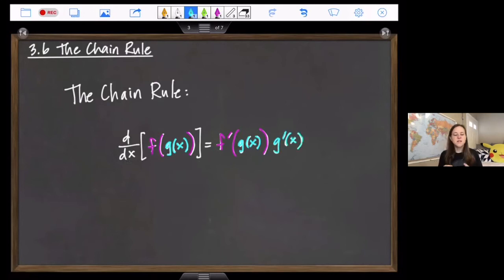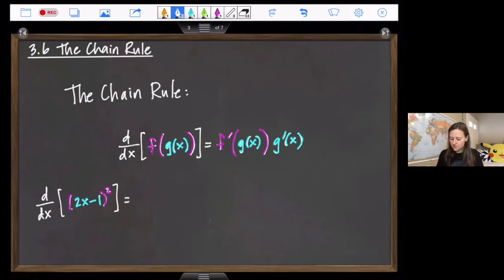Okay, so it's saying take the derivative of the outside function, leaving the inside function alone, then multiply by the derivative of the inside function. So let's see how this would work out with our example that we already did. We did the derivative of 2x minus 1 squared, and we got 8x minus 4 when I FOILed that all out. Okay, so again, we're going to identify the inside function, which is 2x minus 1, and the outside function.